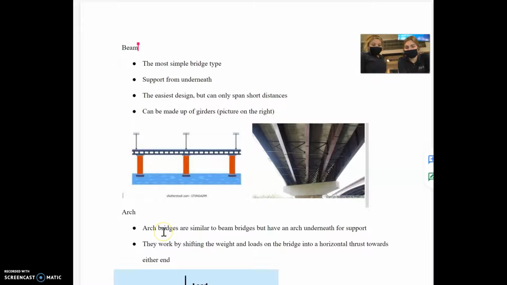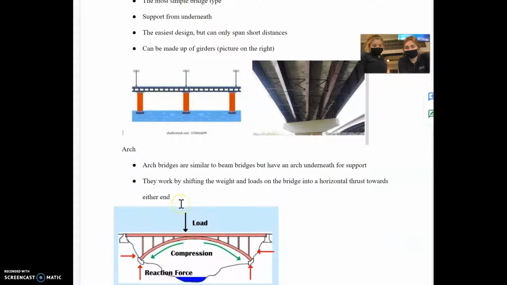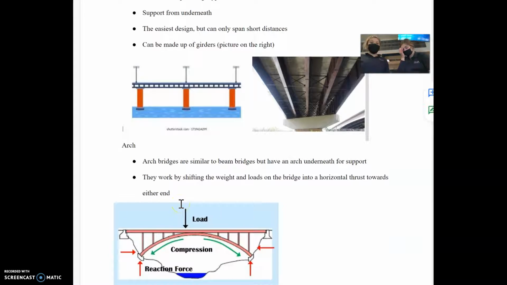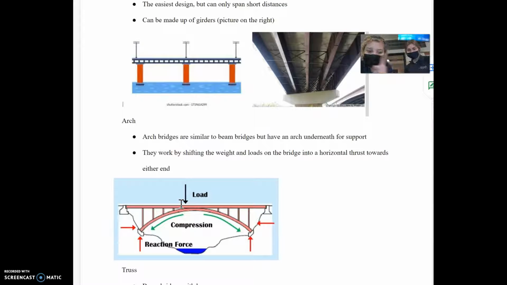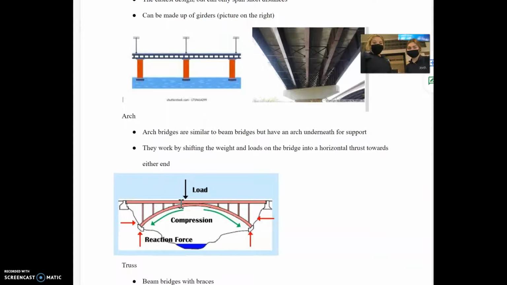The next bridge is the arch bridge. So these are pretty similar to beam bridges, but as you can see, the underneath is a little bit different. It's got that nice little arch, like the Hoan Bridge in Milwaukee. The reason that they are successful as bridges is they shift the weight and loads that are on the bridge towards either end, which takes the pressure off the bridge part in the middle and keeps it up.